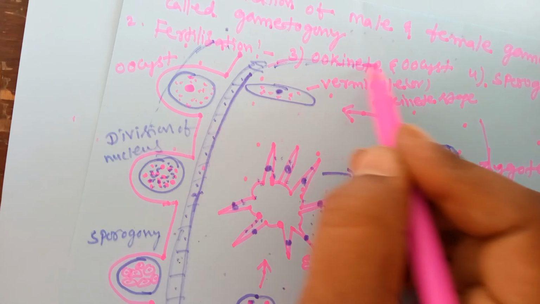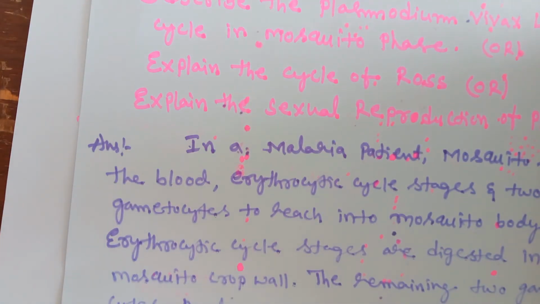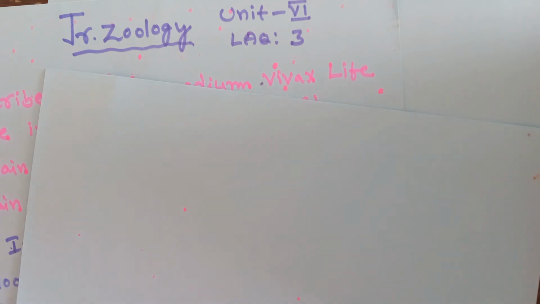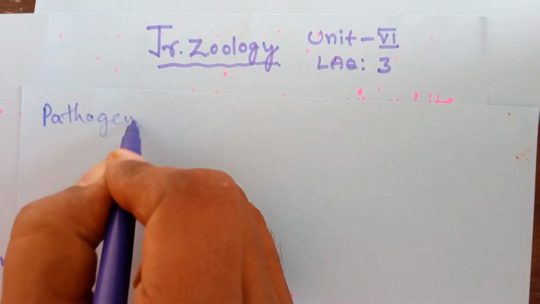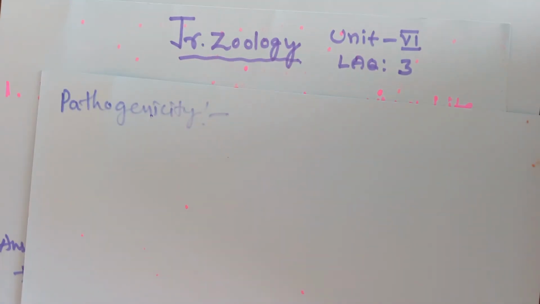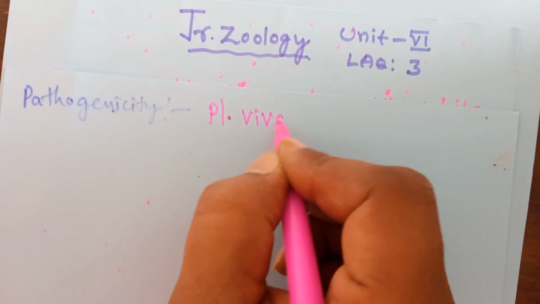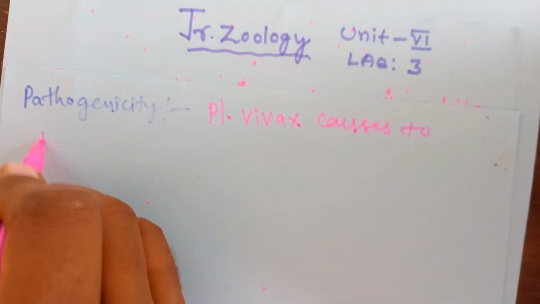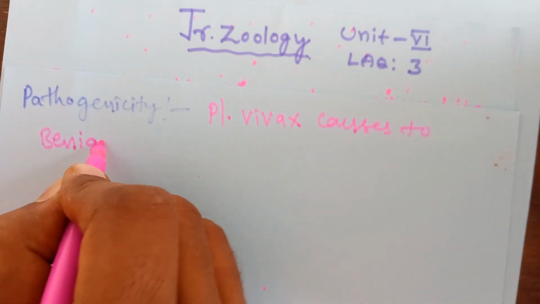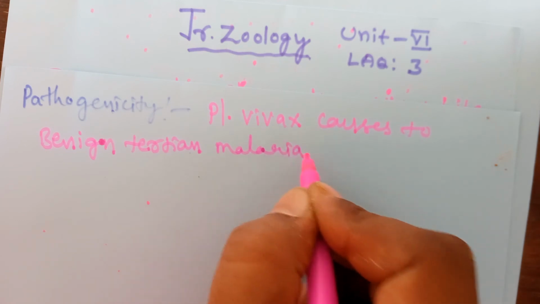Now, pathogenicity. Here, pathogenicity and diseases of Plasmodium vivax. Plasmodium vivax causes benign tertian malaria.